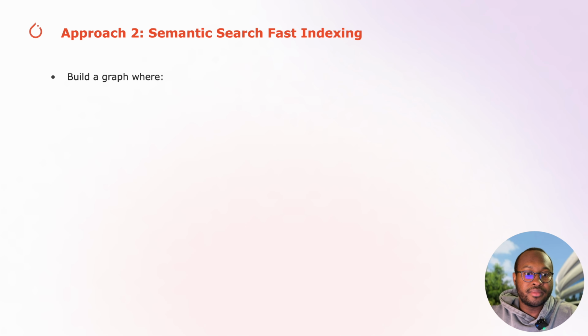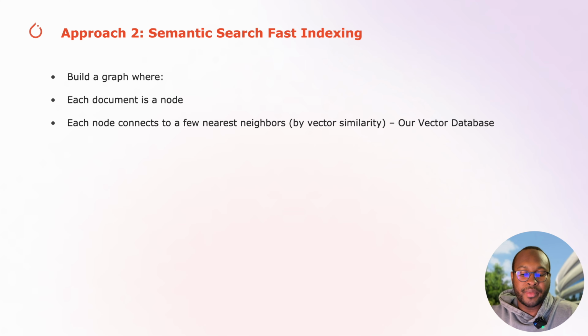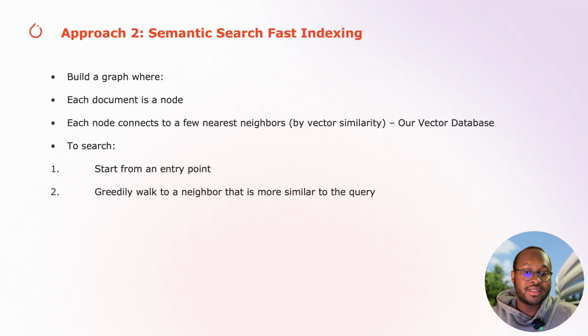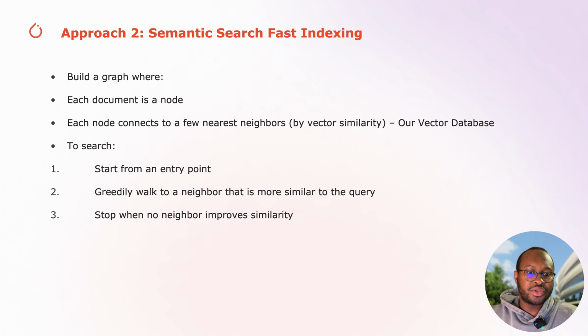This algorithm starts by building a graph where each node in the graph is a document, and each node connects to a few nearest neighbors by vector similarity. So a node is going to be connected with documents that are close to it. Next, let's say we have an incoming document and you want to apply a form of search. Well, you can start at any place in the graph, then walk to the neighbor that is most similar to the query, then stop when no neighbor improves similarity. Then return the best k nodes found.